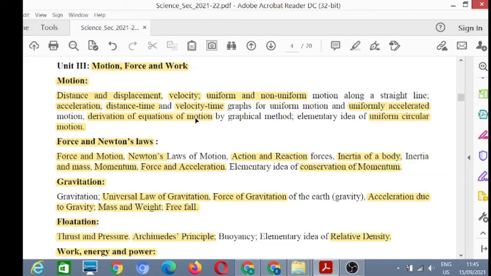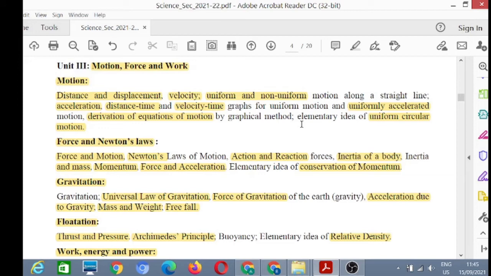So distance-time and velocity-time graphs. On the x-axis we will take time and on the y-axis we will take distance. Similarly, on the x-axis we will take time and on the y-axis we will take velocity. So we will study the behavior of distance and velocity with respect to time.